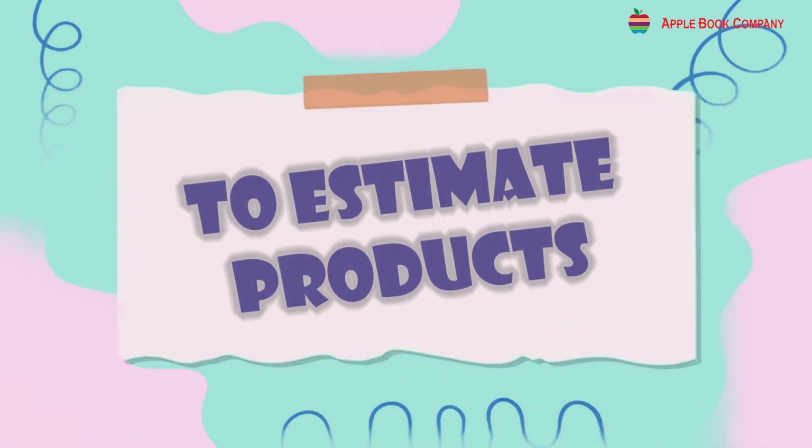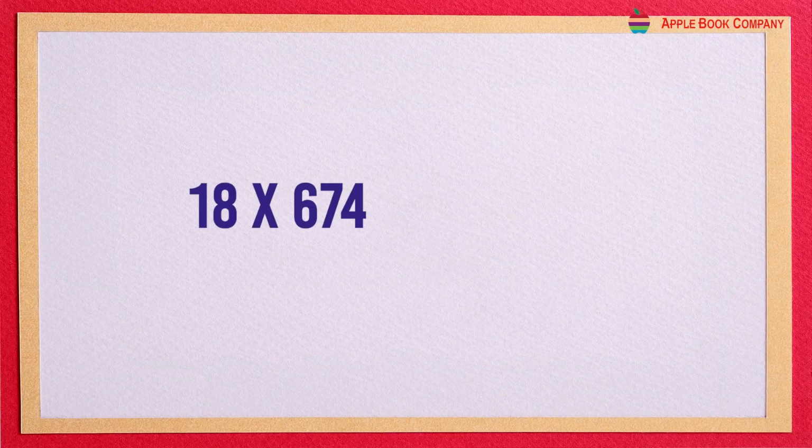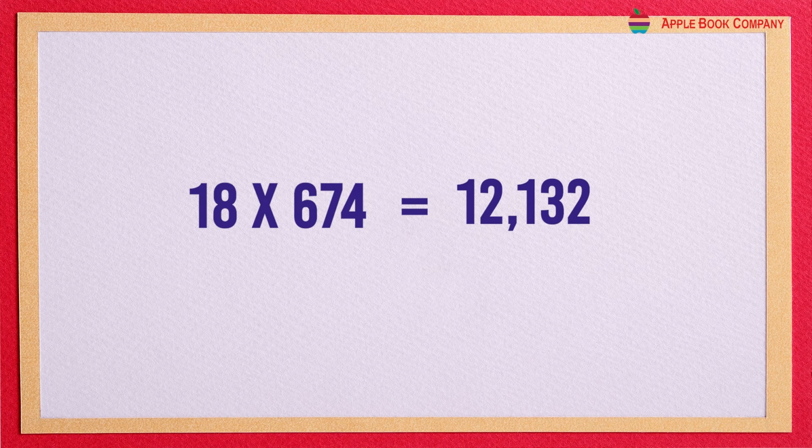To estimate products, the general rule is to round off each number to its largest place, then multiply the rounded off factors. Usually we round off the numbers in tens to the nearest tens and numbers in hundreds to the nearest hundreds.